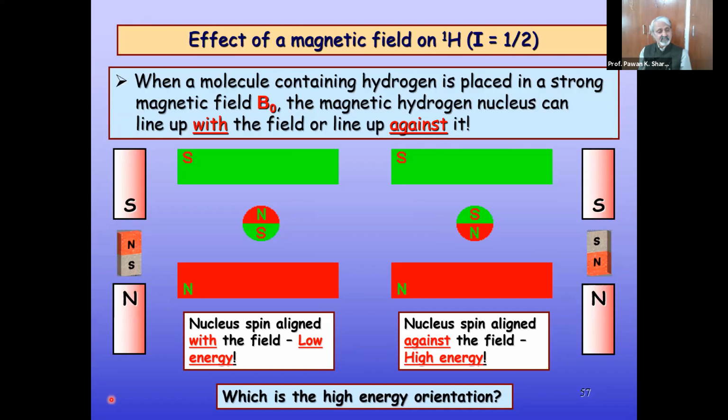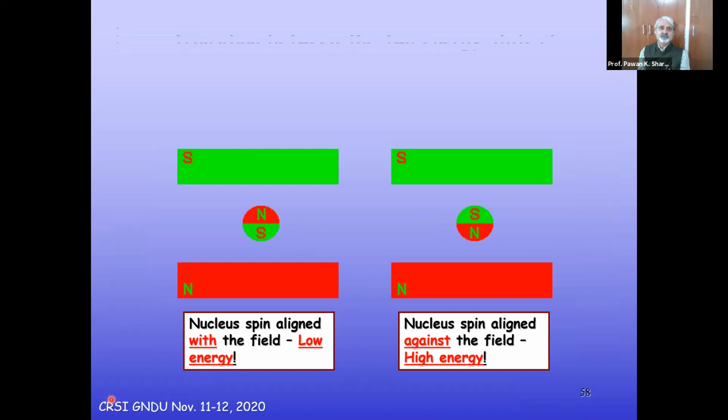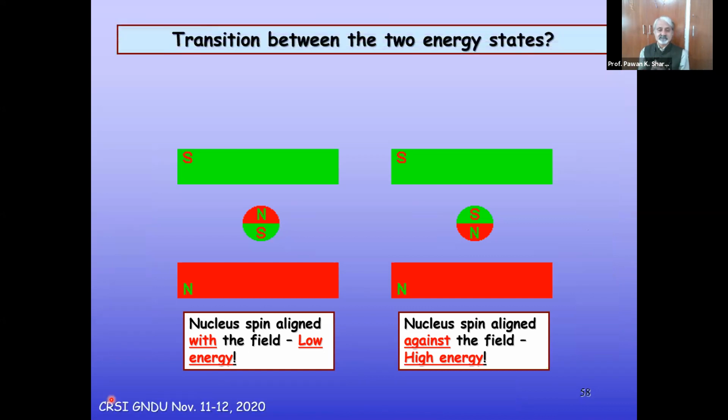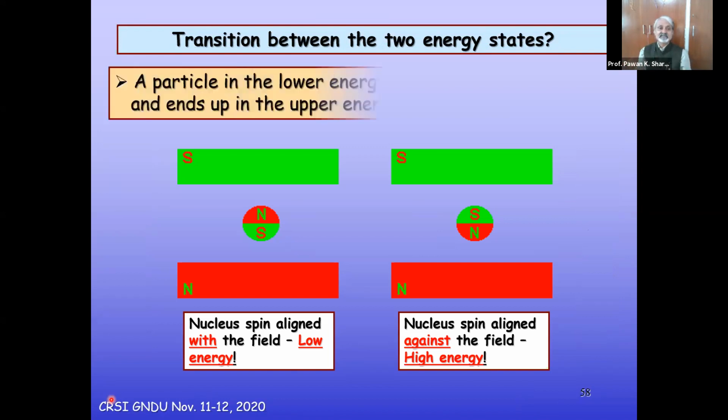And whenever we have two energy states, two energy levels, what we do in science is we always try to have a transition between the two energy states. So now we reach this stage where we understand that there are two energy states. One is high energy, one is low energy. So if we have two energy states, E1 and E2, we can have a transition from the low energy state to the high energy state.